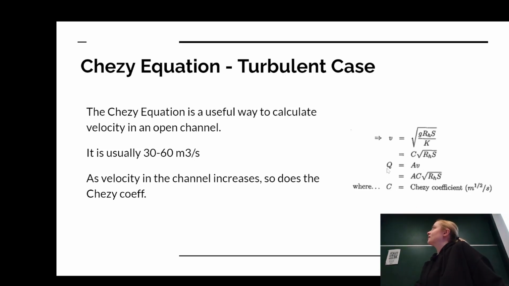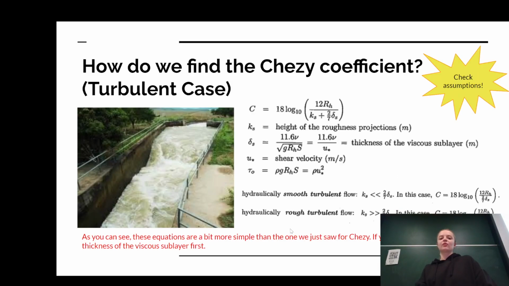We know that Q equals flow, in units of meters cubed per second, and that's equal to area times velocity, which you should be familiar with from fluids. Then they take this approximation for velocity using the Chezy coefficient, times the square root of the hydraulic radius times S, which is the slope. Sorry for that quick rundown. We're also going to jump into how to find this C, the Chezy coefficient.